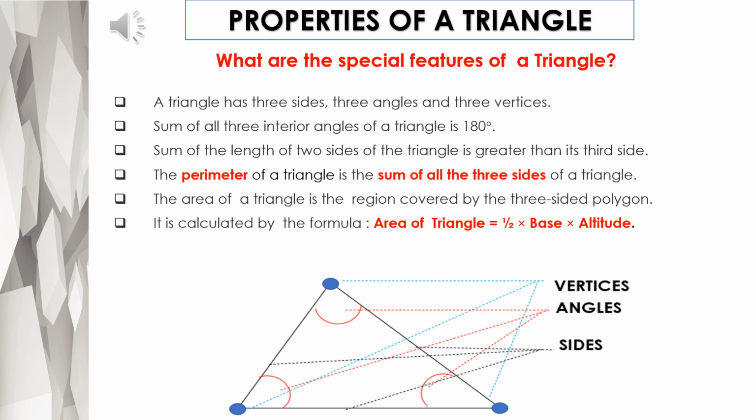Now let's go into the area of a triangle. What do you understand by the area of a triangle? The area of a triangle is the region covered by the three-sided polygon, or a triangle. And how do we calculate it? We calculate it by the formula: half base into altitude, or half into base into height. Of course, in this video, I'm not going to go into the calculations of the area of a triangle. I will touch on it in my next video.